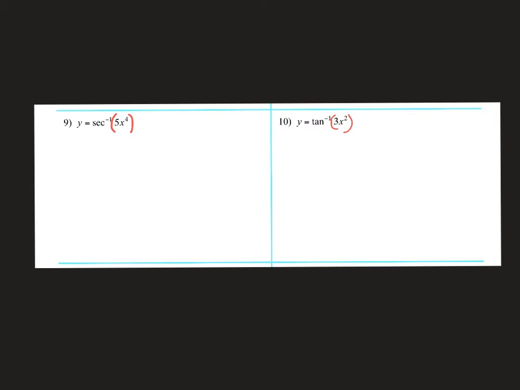And so what that means for number 9 here is essentially this 5x to the fourth becomes our u. And our u prime is 20x cubed. Then the derivative of this thing is pretty straightforward. We just write y prime, the derivative of this function, is going to be 1 over the absolute value of u, which we'll fill in a minute here, times the square root of u squared minus 1. I'm copying this right off the formula that we have, times the 20x cubed, which is the u prime. That should say 20x cubed.